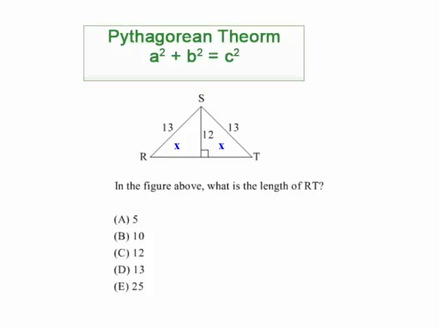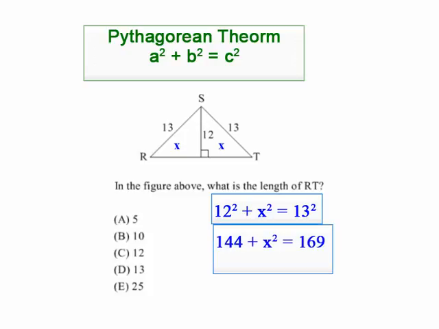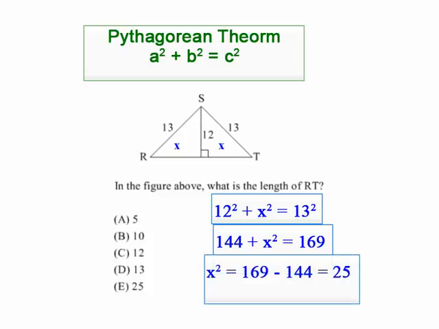If we choose to use the Pythagorean theorem, we remember that a squared plus b squared equals c squared. So that tells us that 12 squared plus x squared equals 13 squared, which tells us that 144 plus x squared equals 169. So x squared would equal 169 minus 144, or 25. Taking the square root of 25, we see that x is equal to 5. We've got two x's, so the length of RT is 10.